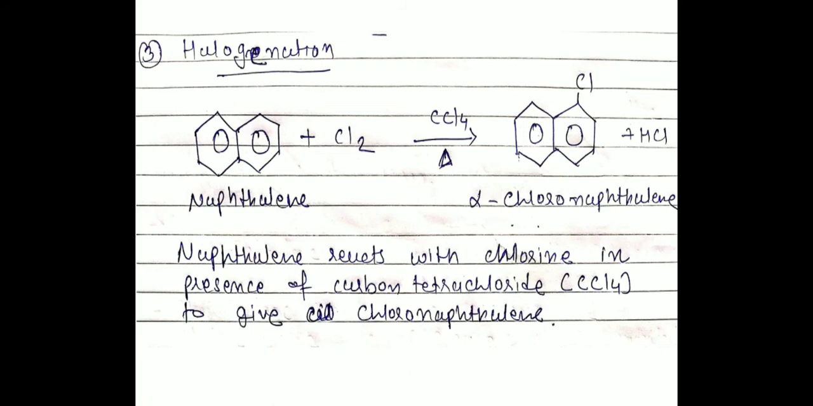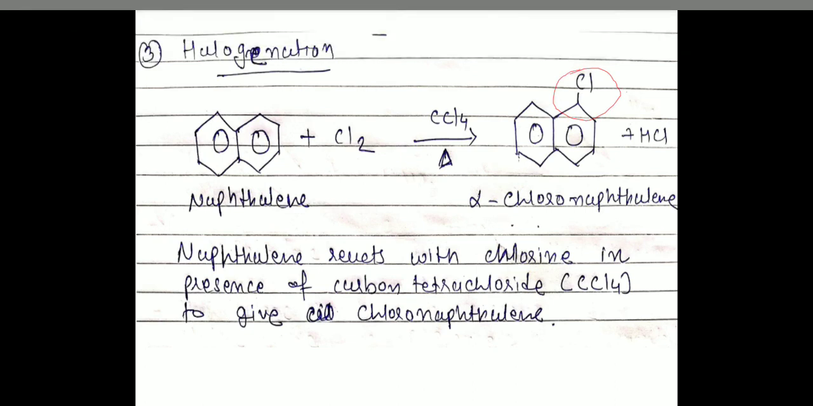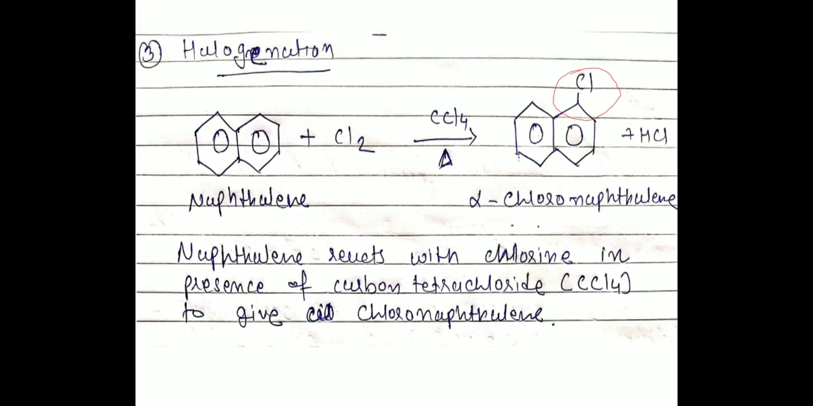Third reaction is halogenation reaction. This is also an electrophilic substitution reaction in which naphthalene reacts with chlorine in presence of CCl4, that is carbon tetrachloride, to give chloronaphthalene. Here also the chloro group is attached at alpha position, so the product name is alpha chloronaphthalene.